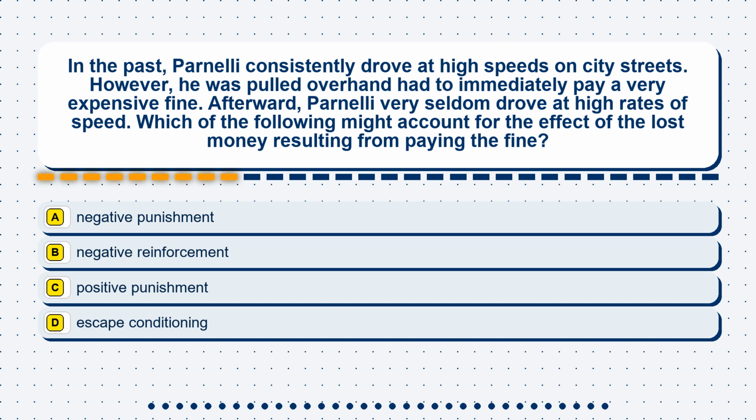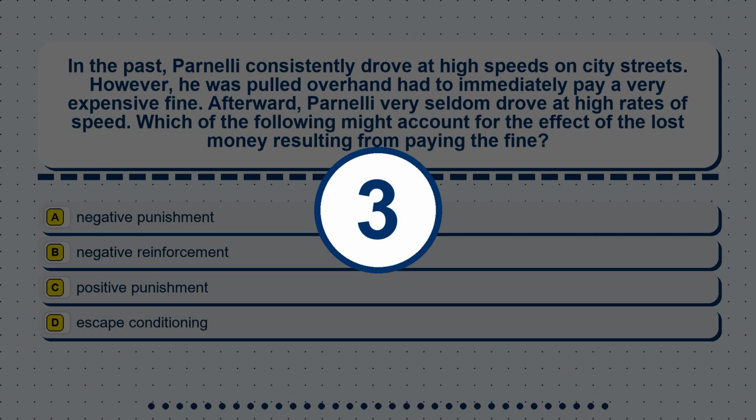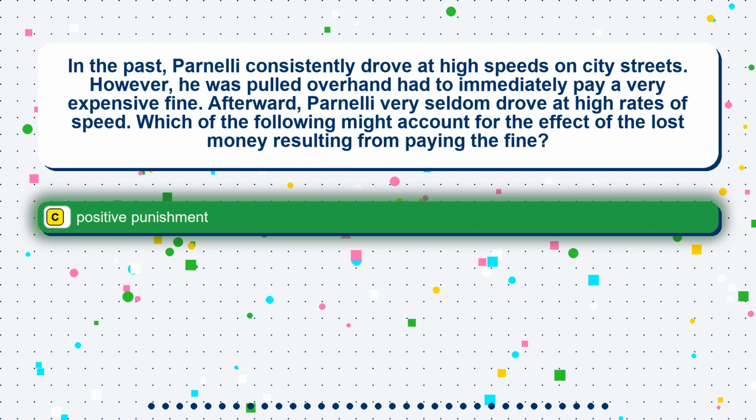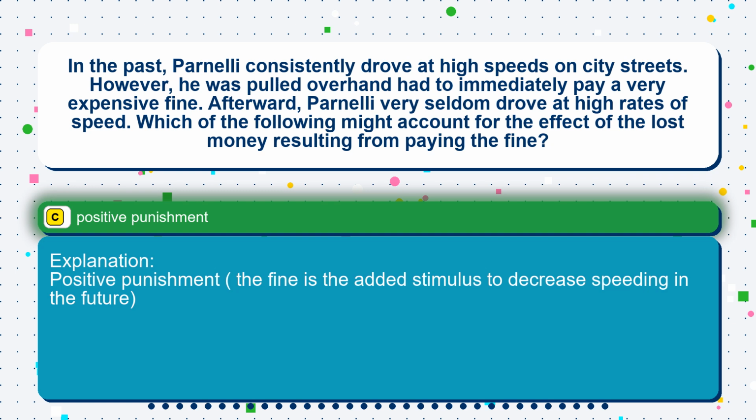Option A, negative punishment. Option B, negative reinforcement. Option C, positive punishment. Option D, escape conditioning. The correct answer is option C, positive punishment. The fine is the added stimulus to decrease speeding in the future.